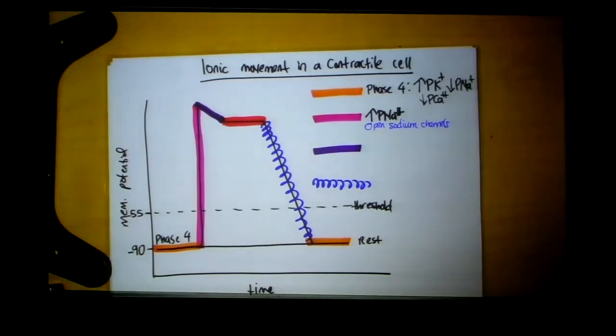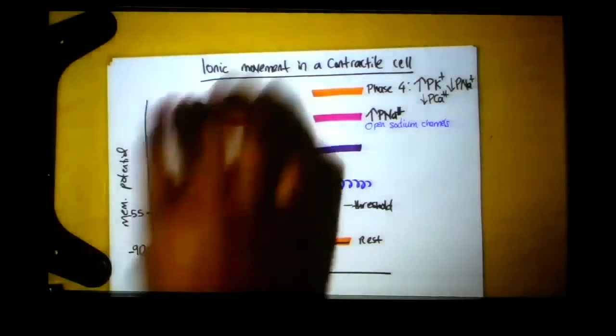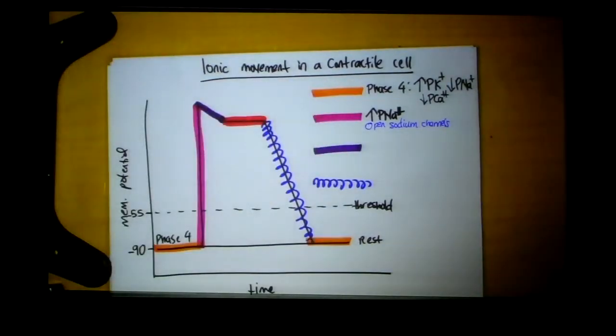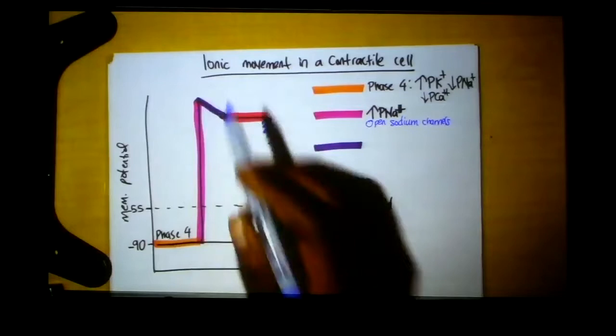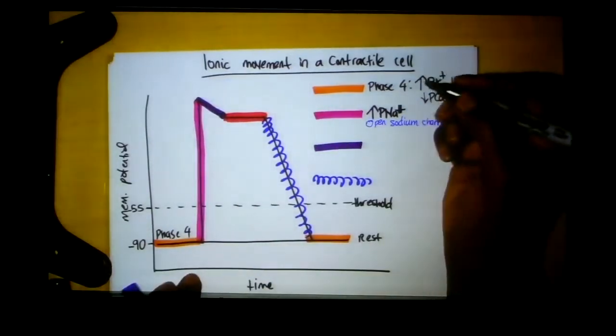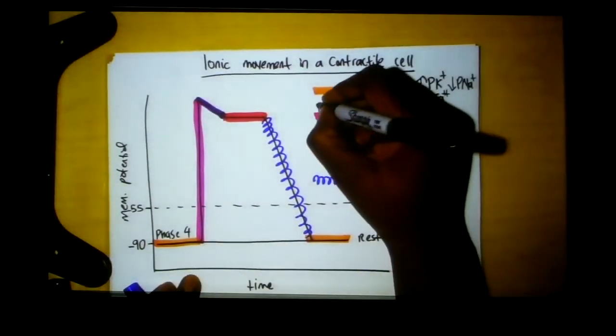Okay, very simple. So the depolarizing phase here is very simple. From rest, straight away we open one channel. It's a sodium channel. Sodium rushes in, and we depolarize this in one go. Okay. The second phase, let's label that out here. I'll put it here. This is phase 0.